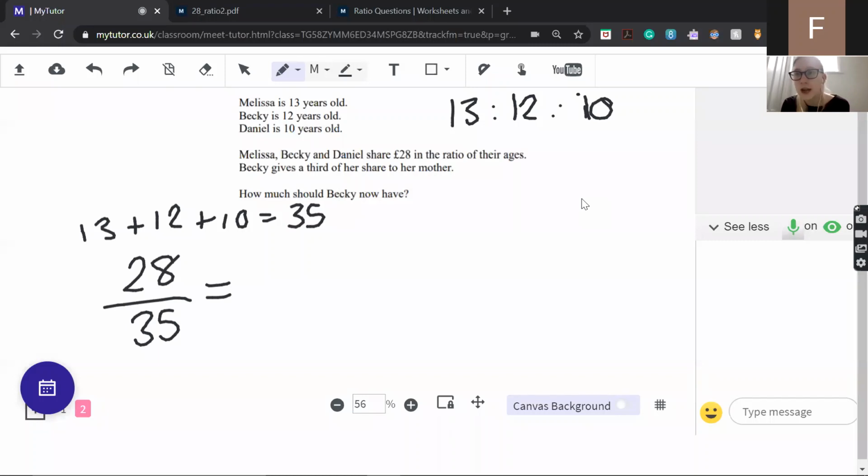Now, if this was on a non-calculator, this looks pretty horrible. We can simplify this fraction. We can in fact divide the top and the bottom of the fraction by 7 to give us 4/5. So each of these chunks is 4/5 of a pound, or 80p. So hopefully that makes sense. The chunk can be less than 1. The chunk can be a decimal, a fraction. So now we just do exactly the same thing. We'll work out how much Becky gets. And she gets 12 of these chunks. So it's 12 lots of the 4/5.